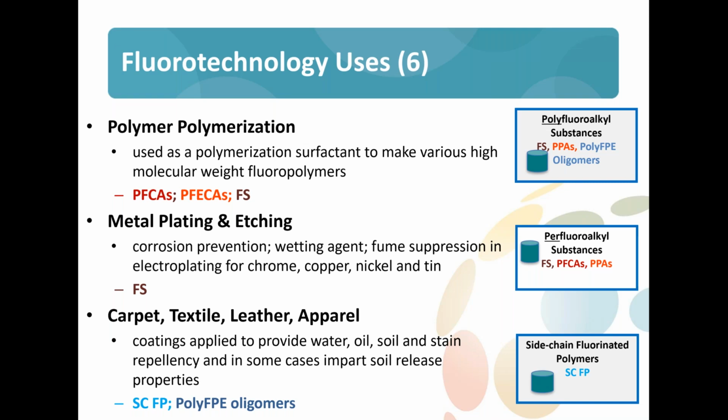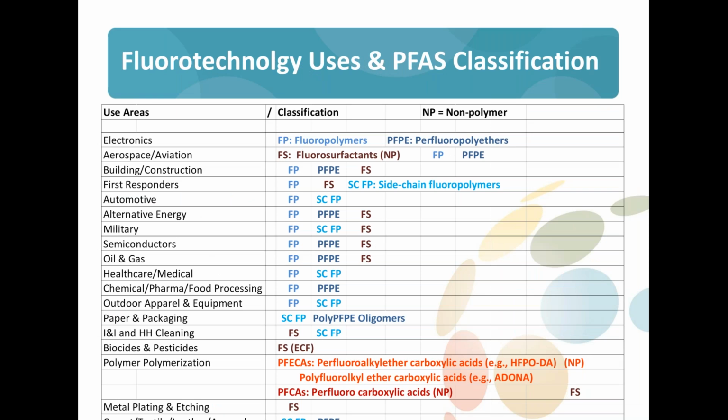And then lastly, a common set: carpet, textile, leather, and apparel, providing whether you need water, oil, soil, stain repel, release, whatever it may be. Two kinds of compounds are generally used. That is the short chain fluoropolymers, as well as the polyfluoropolyether oligomers. So I know it was quick, but it gives you a very broad view of, okay, what are the different uses? What are the different kinds of compounds? And then on the right-hand side of each chart, which of those 5 particular buckets or categories do they fit? And what we've done, Steve, is that yes, go ahead, Bob.